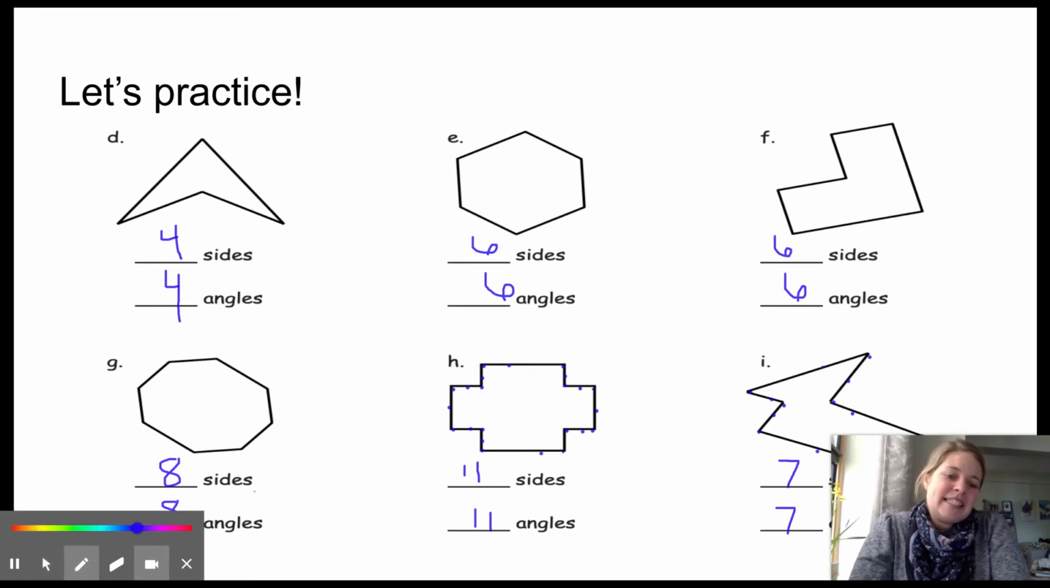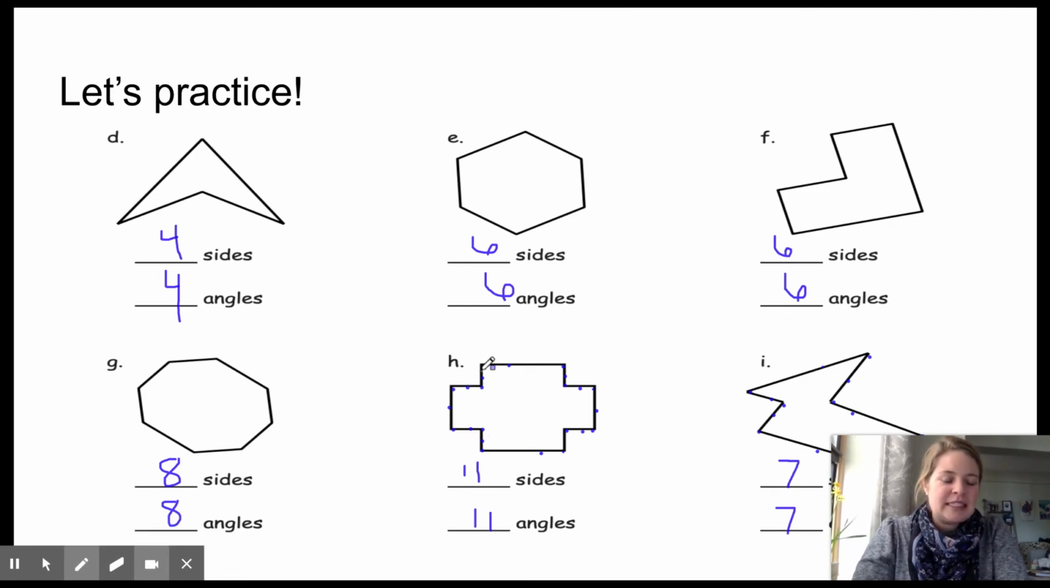If you made any mistakes, you can recount. Look how I counted by putting dots on the angles and the sides. That can help you identify what you've already counted. I encourage you to continue practicing until you get the same answers that I have.